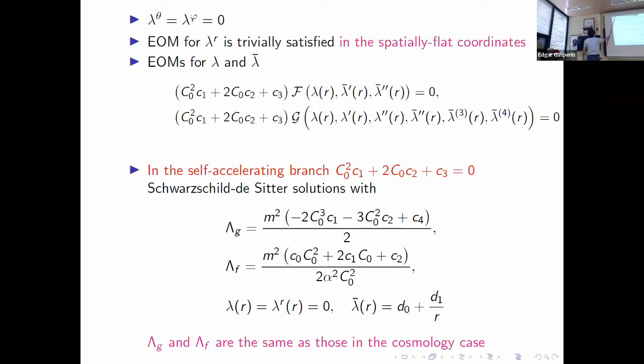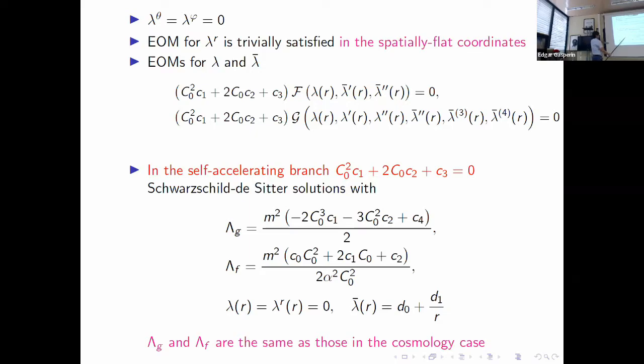Then as for the Lagrange multiplier, we assume that the theta and phi components of the vector Lagrange multiplier are compatible with the spherical symmetry. Then the equation of motion for lambda r is trivially satisfied if we consider spatially flat coordinates. Then the remaining non-trivial equations come from the equation for lambda or the equation for lambda bar. Then we get such a branch equation. Then, as in the previous cosmology, we can choose either this factor equals zero or the function f of h to g. Actually, we choose the first branch, then we get the self-accelerating branch. And this function is the same as in the previous cosmology.